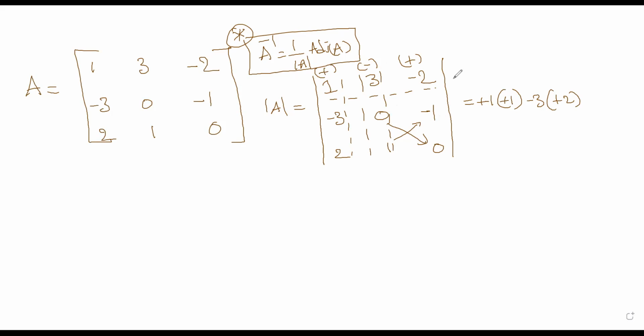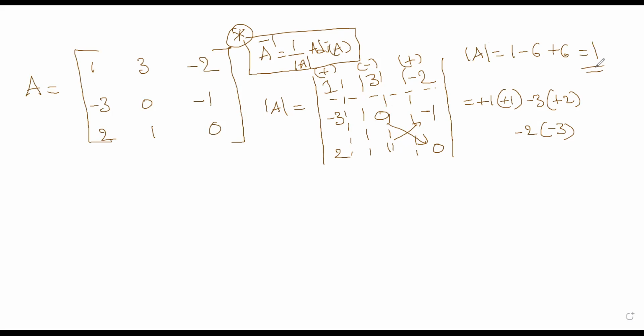Now the third one: plus into minus is minus, so it is minus 2 times minus 3 times 0 minus... leaving this, it is minus minus 3. So you have det A as 1 minus 6 plus 6, so what you have is 1. Det A value is 1.